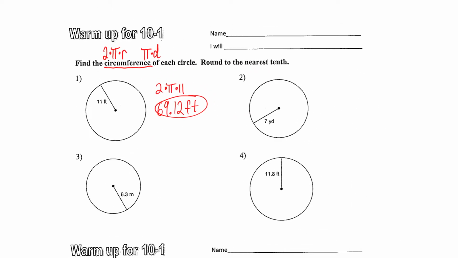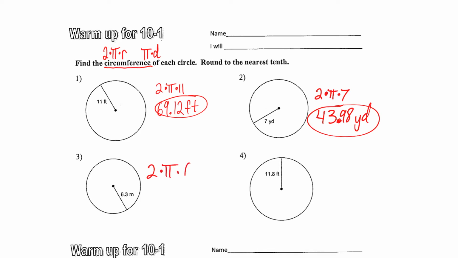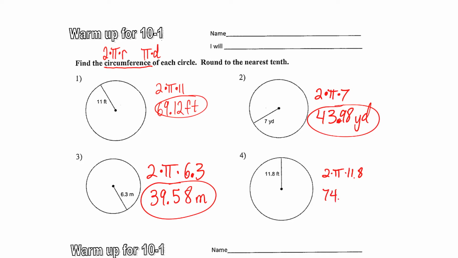Okay, number 2, we have 2 pi times 7. What does that give you? 43.98. 43.98 yards. Okay, on this one, 2 pi times 6.3. 39.58. 39.58 meters. And then on this one, 2 pi times 11.8. 74.14.